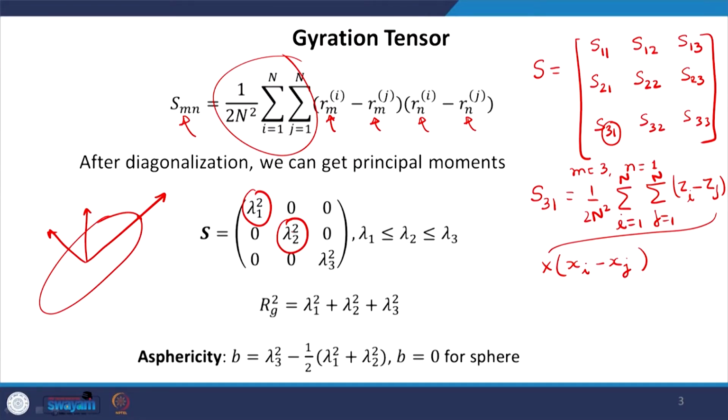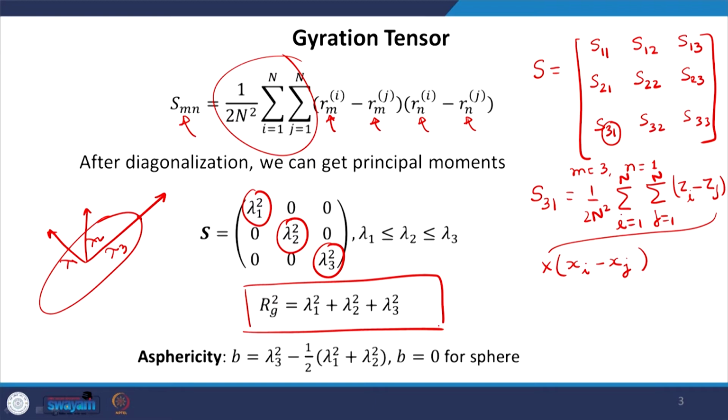So, after diagonalization, we get essentially the 3 principal moments that correspond to the dimensions along the 3 principal axes, where I have defined in a manner that lambda 3 is higher than or equal to lambda 2, higher than or equal to lambda 1. And now, for this case, again I can define the Rg square as the sum over the squares of the principal components, but I can also define a quantity, let us call it the sphericity, that is defined as lambda 3 square minus half of lambda 1 square plus lambda 2 square.